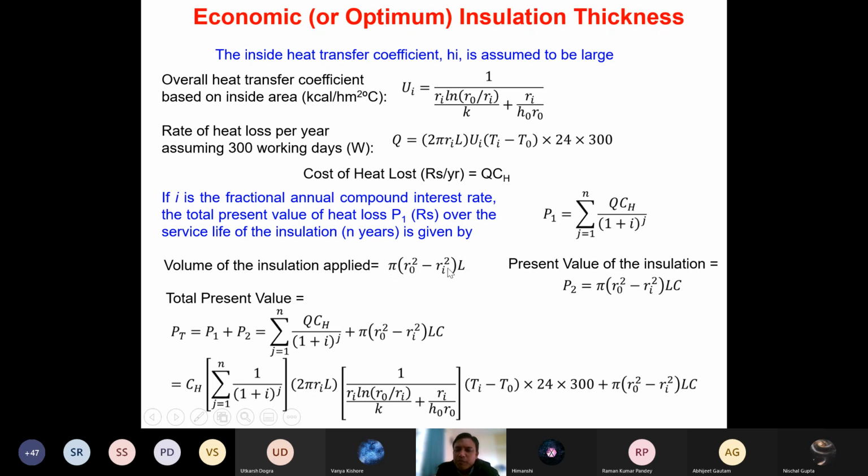Pi R naught square minus pi Ri square, multiplied by L, isn't it? So R naught square minus Ri square will be the amount of insulation you are adding, multiplied by pi L will give the total volume of the insulation you are going to apply. In general, the insulation material is purchased by volume. So that's why we are calculating how much volume is required for a particular thickness of the insulation over the pipe. Is it clear?